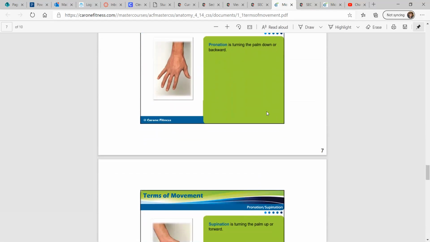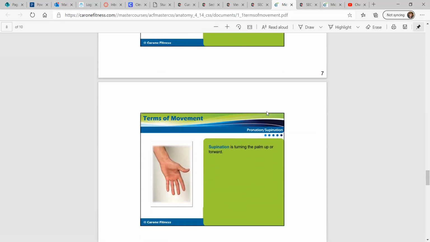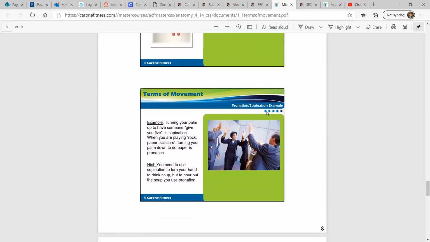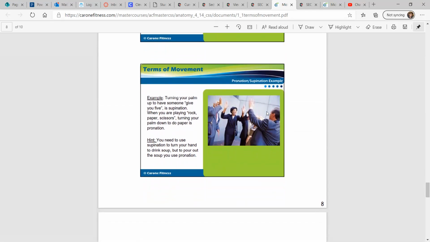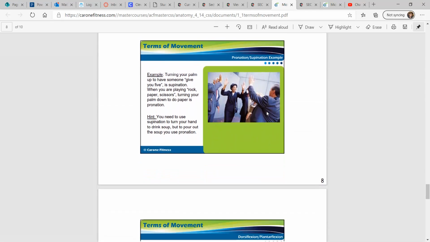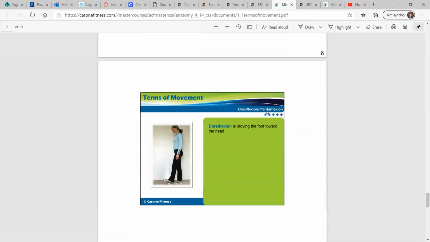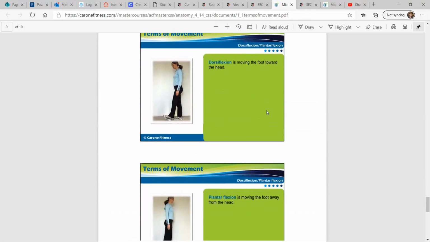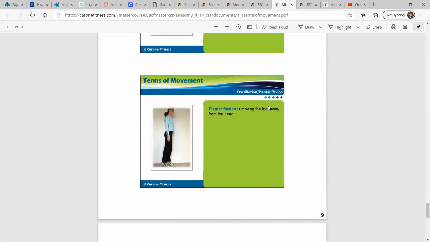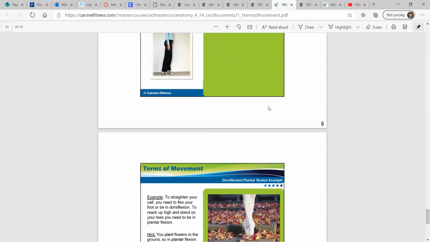Pronation, palm down and backward. Supination, palm up and forward. If you're giving someone a high five, that's supination. When you're playing rock, paper, scissors, palm down. When you play paper, it's pronation. Dorsiflexion, moving the foot toward the head. Plantar flexion, moving the foot away from the head.